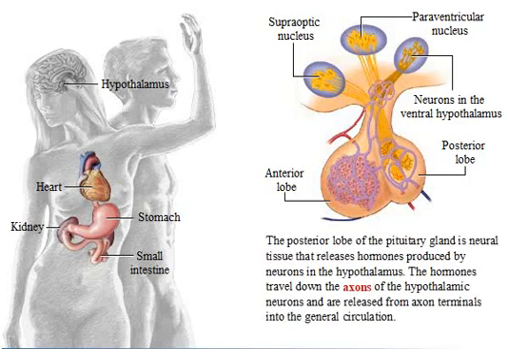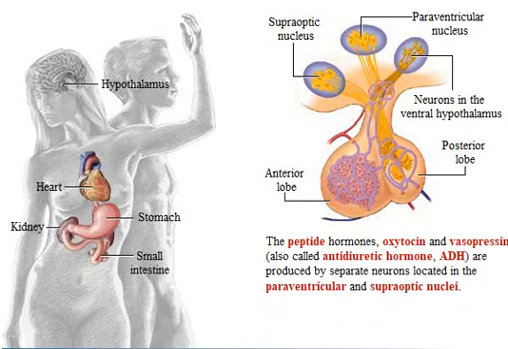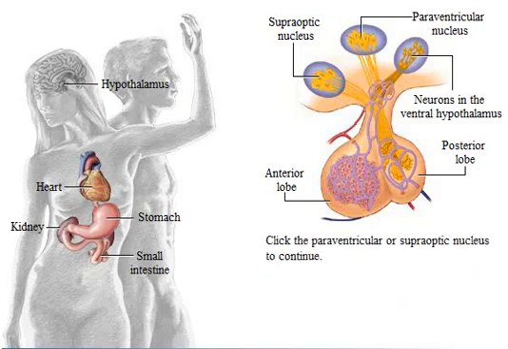The posterior lobe of the pituitary gland is neural tissue that releases hormones produced by neurons in the hypothalamus. The hormones travel down the axons of the hypothalamic neurons and are released from axon terminals into the general circulation. The peptide hormones, oxytocin and vasopressin, also called antidiuretic hormone, ADH, are produced by separate neurons located in the paraventricular and supraoptic nuclei. Click the paraventricular or supraoptic nucleus to continue.